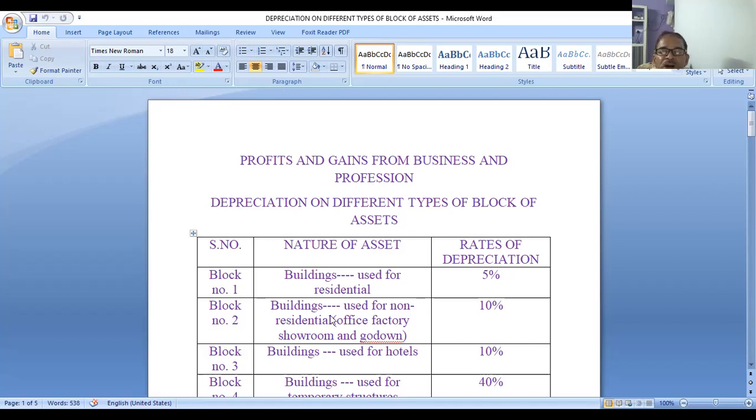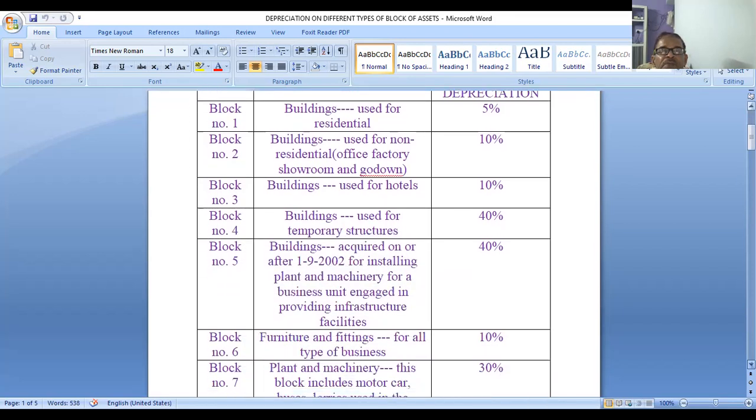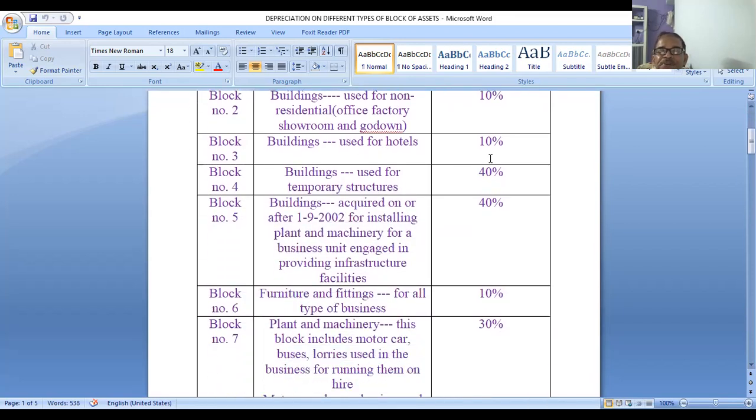Please remember this point. Block number 2, buildings used for office, factory, showroom and so on, 10%. Then block number 3, buildings used for hotels, 10%. Only for hotels, not for residential purpose, not for factory, only for hotels. Block number 4, buildings used for temporary structures, 40% depreciation rate. If you're using a building for business purpose and that building is used for temporary structures, 40% depreciation rate.